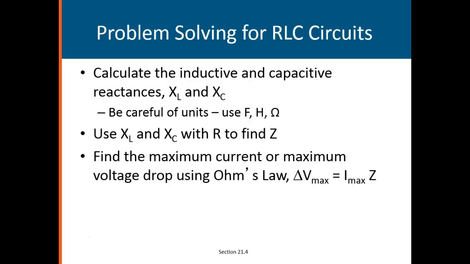Okay, find the maximum current or the maximum voltage drop using Ohm's law. So you either know delta V max and you calculated Z so you can find I max, or you know I max, you calculated Z, you can find delta V max. Or you can use this same form but have RMS here and RMS there, or instantaneous here and instantaneous there. You can use any of them you want in that form. Okay?